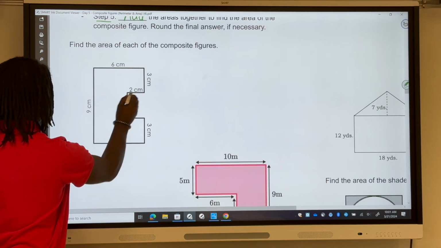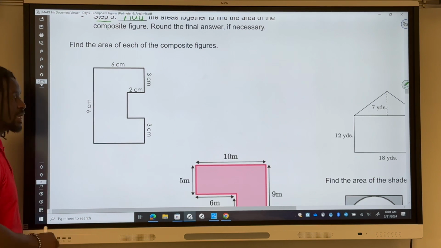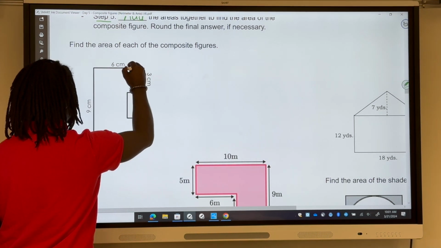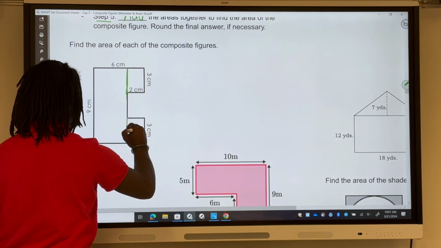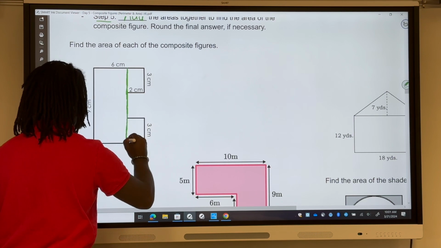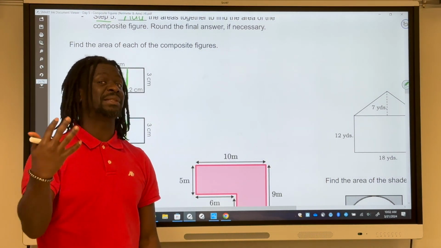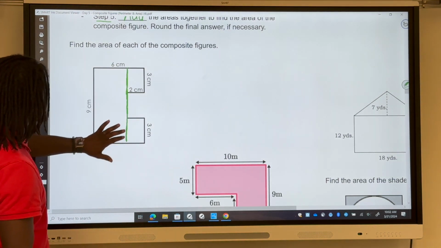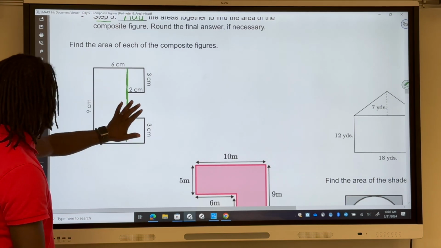I could divide it here and end up with 3 sort of rectangles, or the way I would do it is I would divide it this way. Okay, so here's what I'm saying. If you could divide it different ways, regardless of how you divide it, you're going to end up with the same answer as long as you do it correctly. Okay, so you can do it different ways. This is the way I'm going to divide it. So that's step 1. I'm dividing my shape.